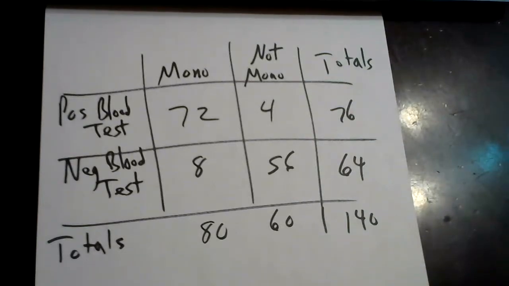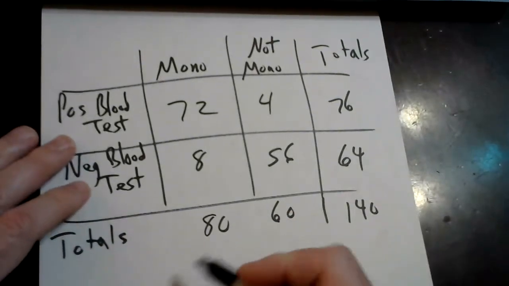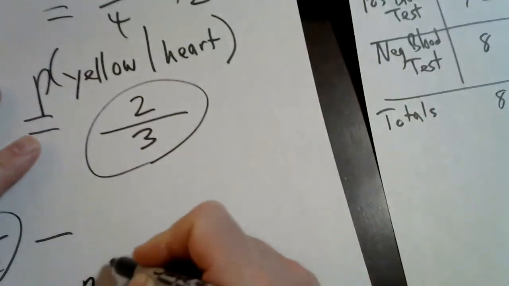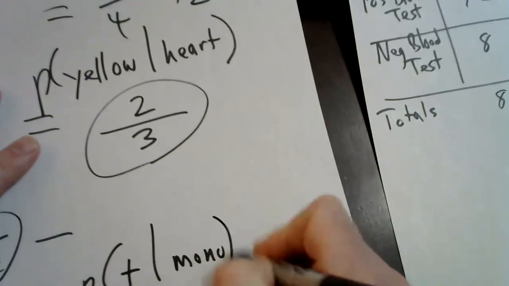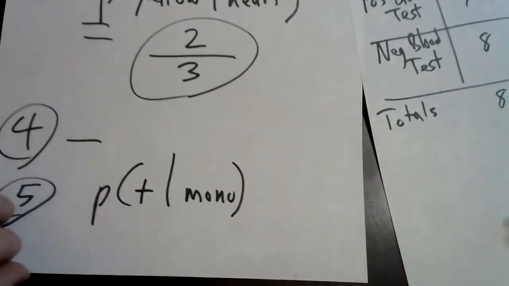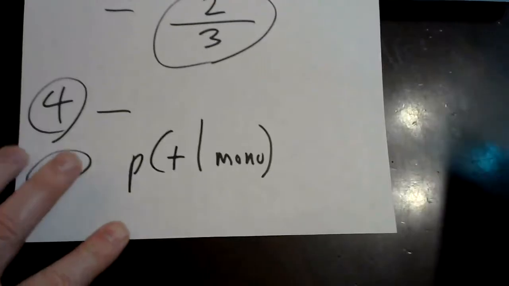And in this problem, let's see what the question is. It says, if a student is selected from this group, what is the probability that the test is positive given that the student has mono? So on this problem, we're looking for the probability that the test is positive given that the student has mono. So sometimes you have to translate the words into your own mathematical symbols. All right?